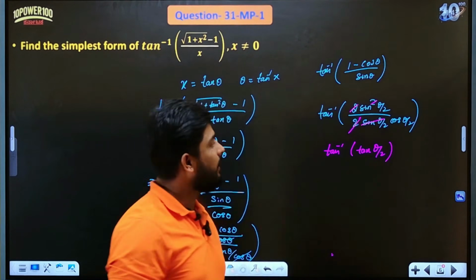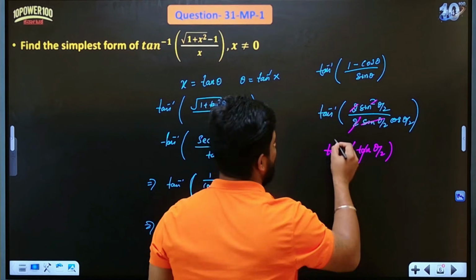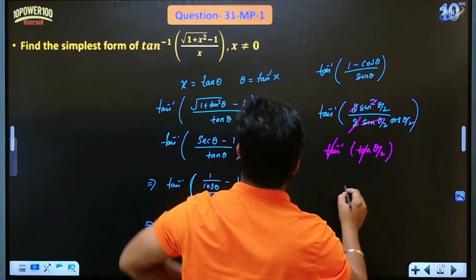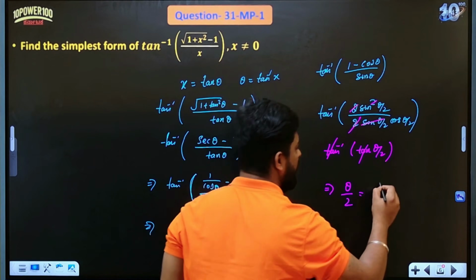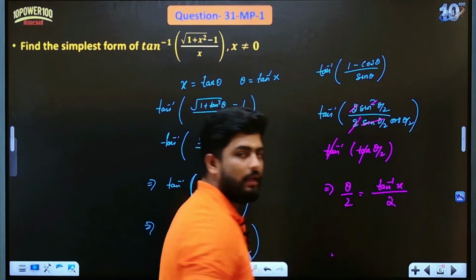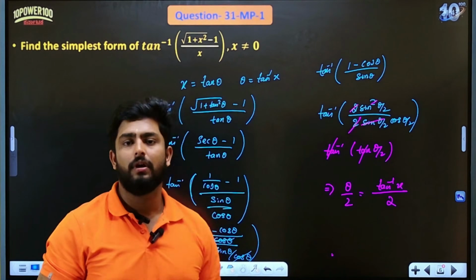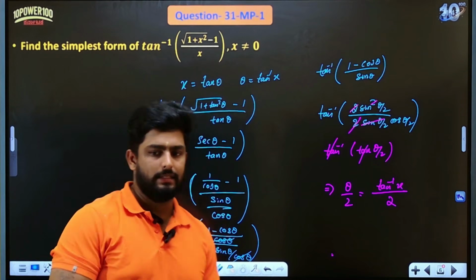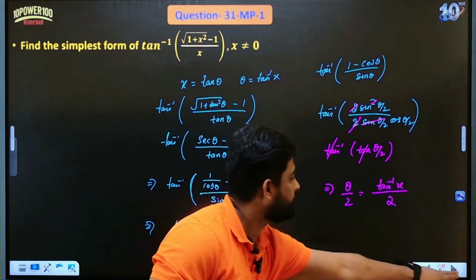Okay, so I directly wrote sin theta by 2 by cos theta by 2, which is tan theta by 2. In this case once again tan inverse cancels, and theta is what? Theta is tan inverse x. So theta by 2. Remember, it is tan inverse x whole divided by 2. You might write tan inverse of x by 2, that is wrong, kids. Tan inverse of x whole divided by 2 is the right answer. I hope this is understood. So let's move on to the next question.